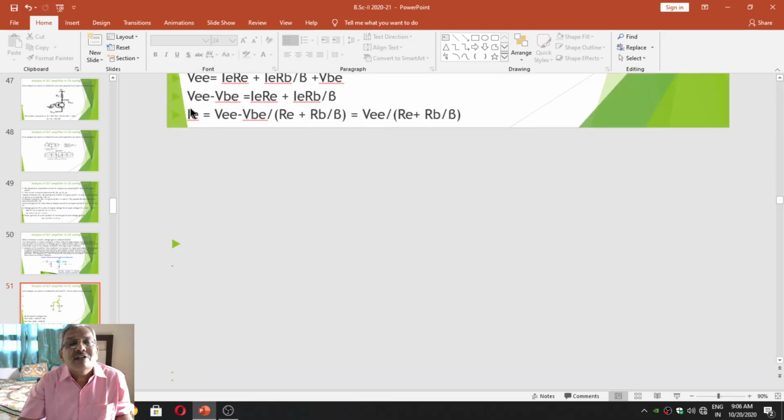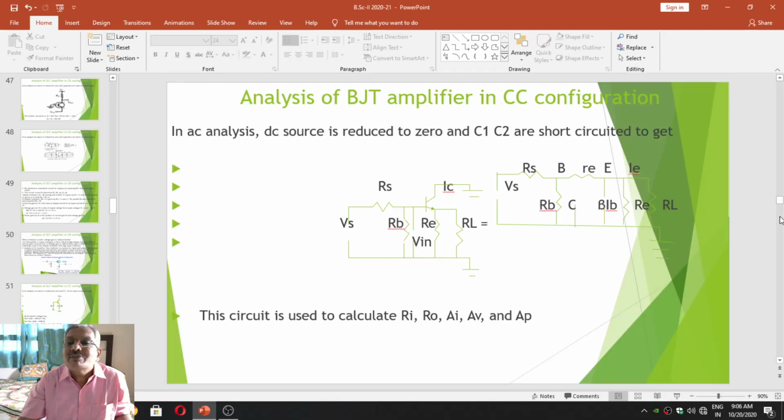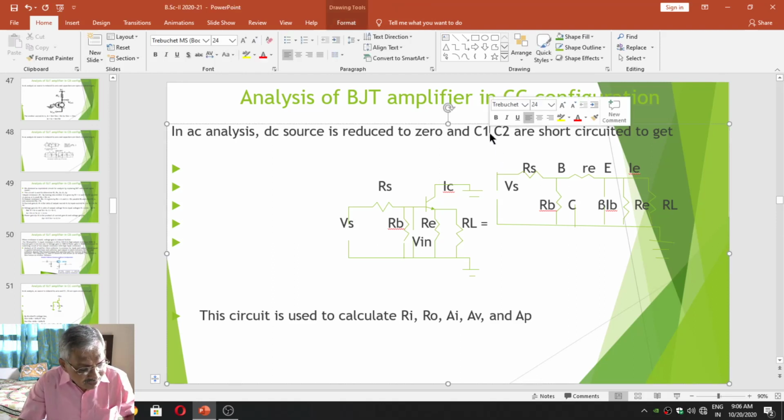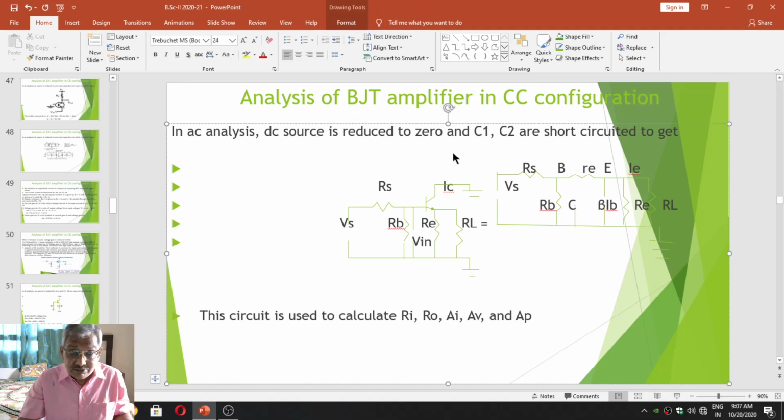This is the output current that flows through the emitter resistance. If the emitter resistance is RE, then the output voltage developed is IE into RE, as far as common collector amplifier configurations are concerned. Friends, now we have to go for the AC analysis of BJT in common collector configuration. In AC analysis, as usual, DC source is reduced to 0 and capacitors C1 and C2 are short circuited and the transistor is replaced by its small signal equivalent model.